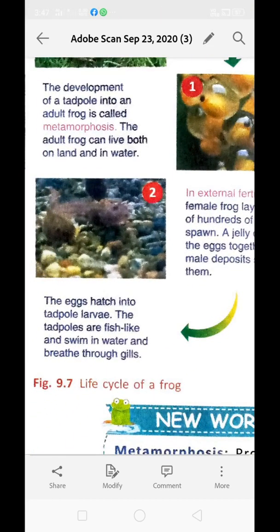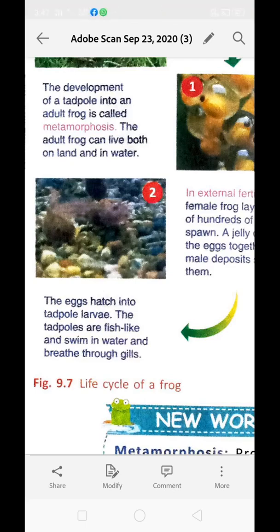This is the tadpole larva, which resembles more or less a fish rather than a frog. Larvae have external gills. Their body is streamlined in shape. They have a tail instead of forelimbs and hind limbs. They do not breathe through nostrils. Clear? These are the differences between the tadpole larva and the adult frog.